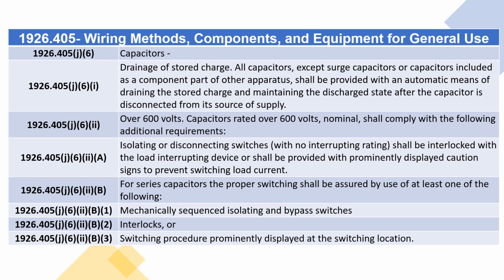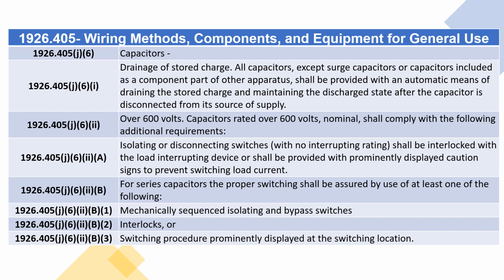1926.405 J6. Capacitors. 1926.405 J6-1. Drainage of stored charge. All capacitors, except surge capacitors or capacitors included as a component part of other apparatus, shall be provided with an automatic means of draining the stored charge and maintaining the discharged state after the capacitor is disconnected from its source of supply. 1926.405 J6-2. Over 600 volts. Capacitors rated over 600 volts, nominal, shall comply with the following additional requirements.